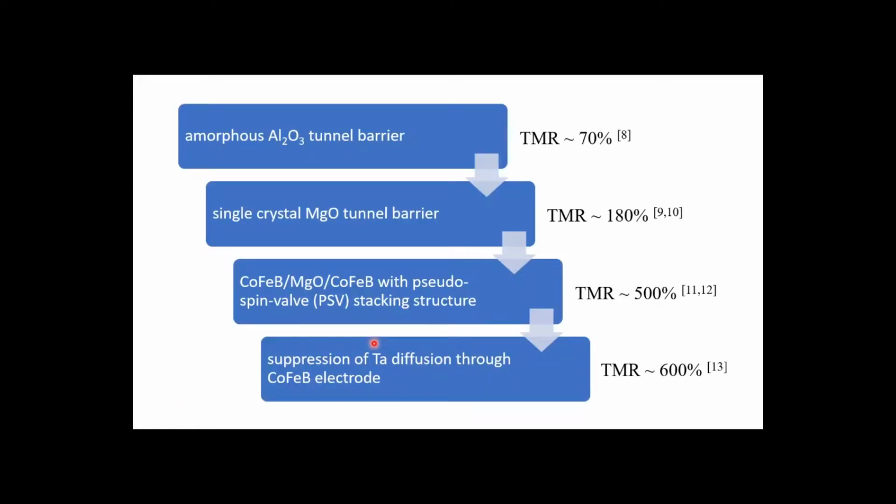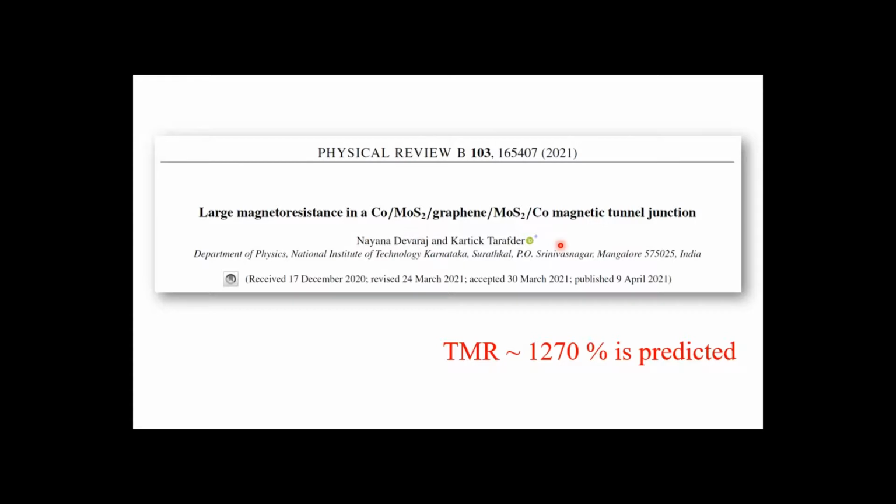So here I'm going to quickly go through the development of the MTJ and its pursuit of higher TMR values. Initially, amorphous aluminum oxide was used as a tunnel barrier, and a TMR ratio of about 70% was achieved. After that, single crystal MgO served as the tunnel barrier, and the TMR reached 180%. After that, a CoFeB/MgO/CoFeB pseudo spin valve stacking structure was adopted, and a TMR value of 500% was achieved. And after that, with suppression of Ta diffusion through the CoFeB electrode, a higher TMR of up to 600% was achieved.